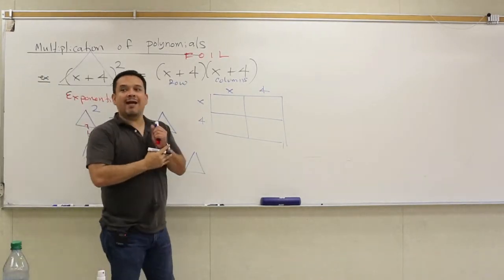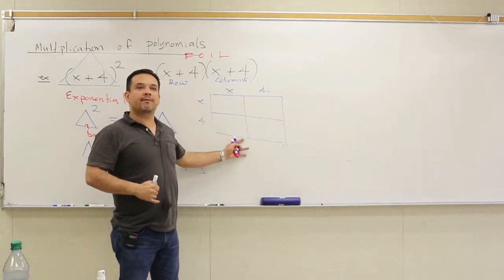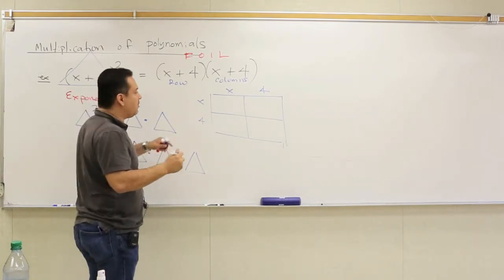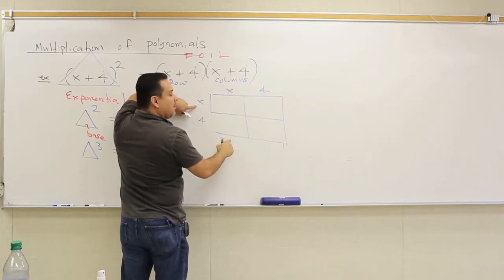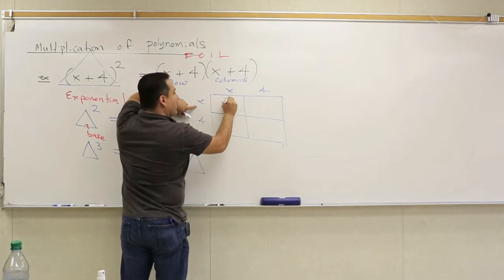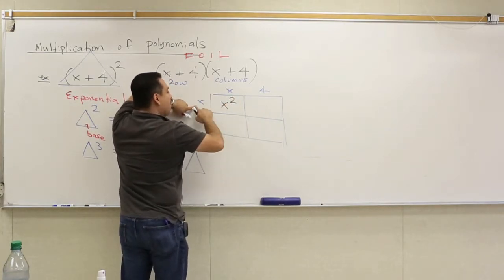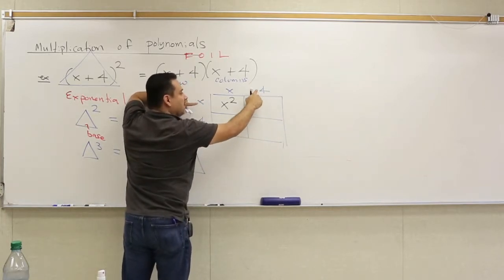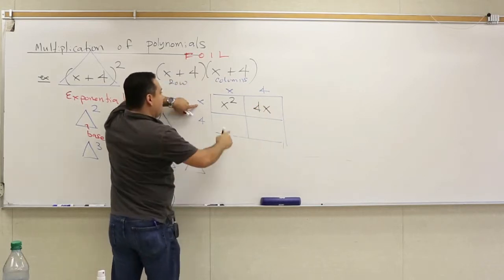Do you necessarily have to draw your lines with your rows and your columns? Not really. If you start to get practice with this, you can say, this entry is my first row and my first column. That's x times x. What is x times x? Is that x squared? How do you get the second entry? Second entry is my first row, second column. What's x times 4? Is that 4x?